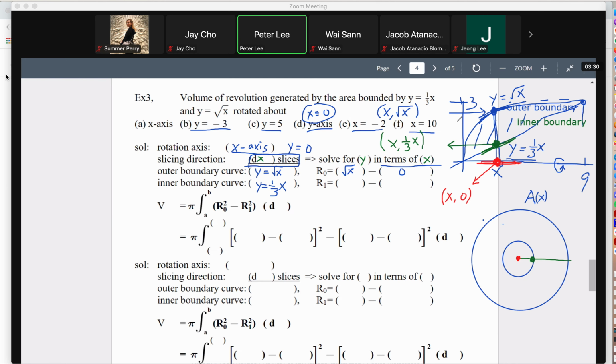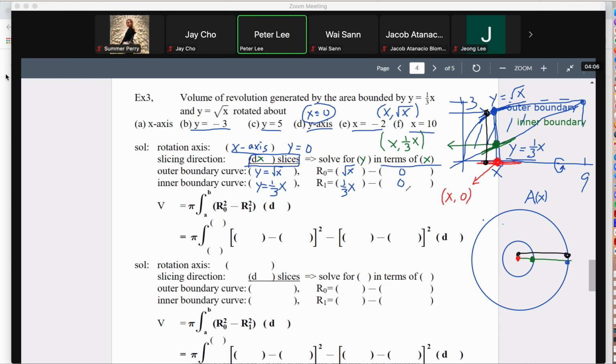The outer radius is from here all the way to here. That's called the outer radius. The outer radius is therefore square root of x minus 0. What is the inner radius? The inner radius is now 1/3 x minus 0.